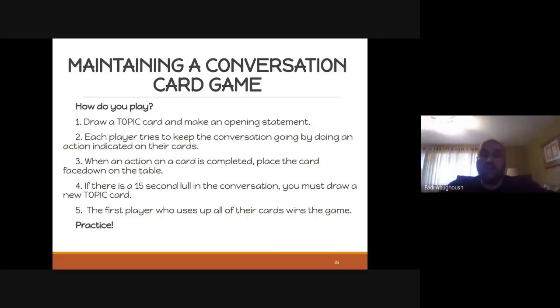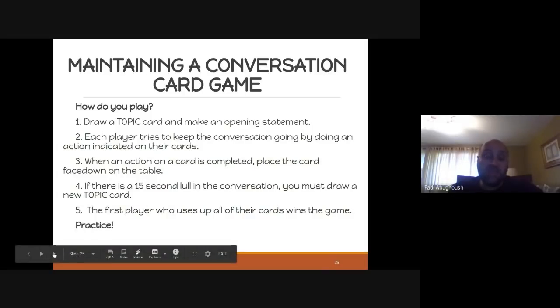He will throw the question card, then I will answer it. I love soccer because it is fun. I will throw the answer card. The other student will say a supporting statement. Oh my God, me too. He will throw the supporting statement card and continue. The first player who uses up all of their cards wins the game. Okay?